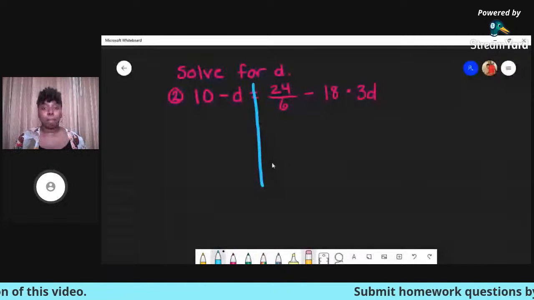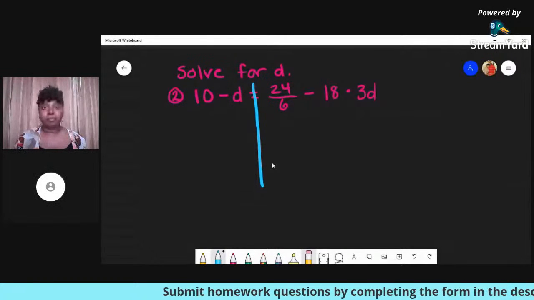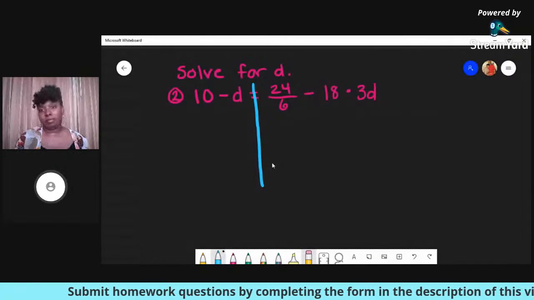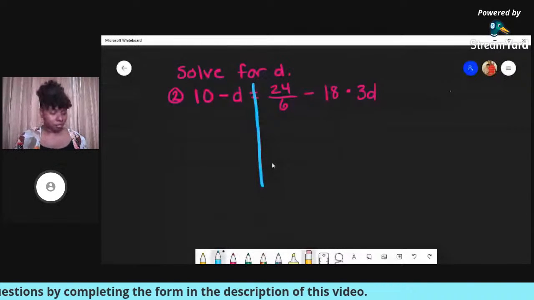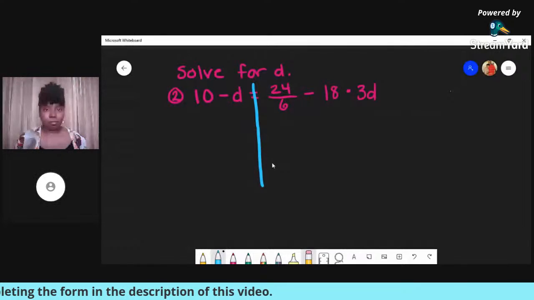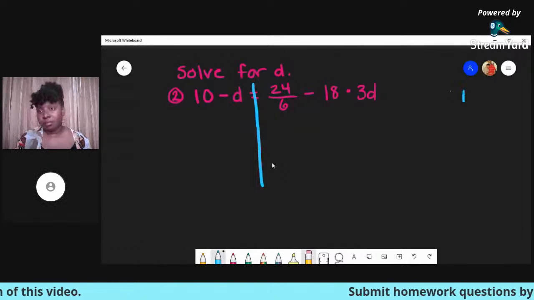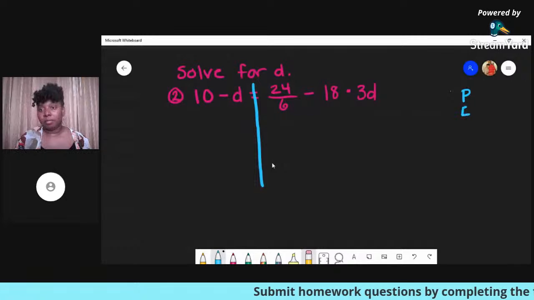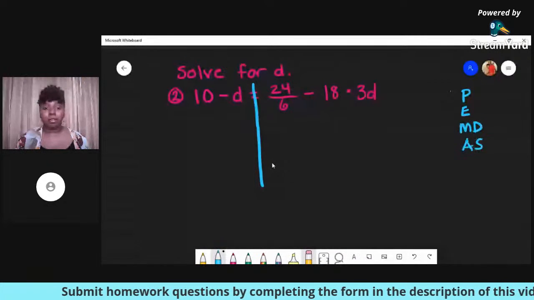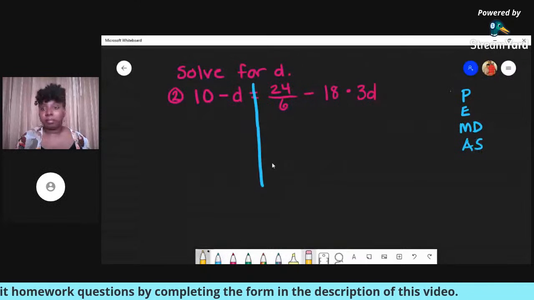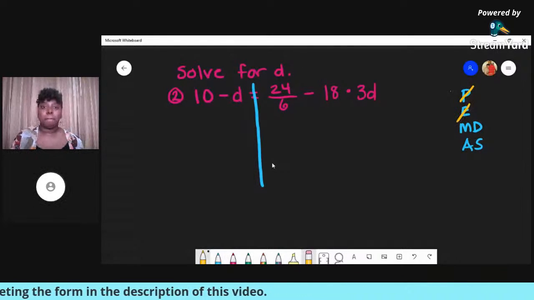Okay, so we're going to solve for D. We've got 10 and D on the left side, so we need to do our order of operations first. Good. We don't have any parentheses and we don't have any exponents. But we do have, let's see, we don't have multiplication, but we do, no.